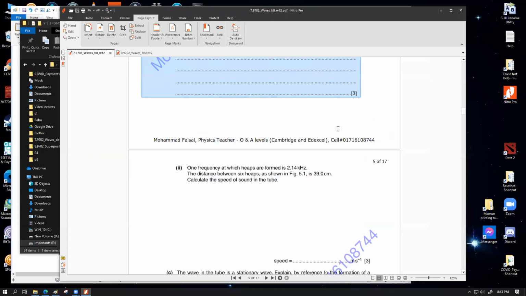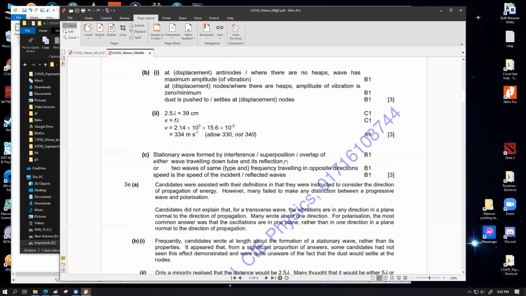I hope it works for you, since none of you are responding to any questions. Language support: if you have any question, you ask me, I'll help. Both the mark scheme and the examiner's report, read both of those.